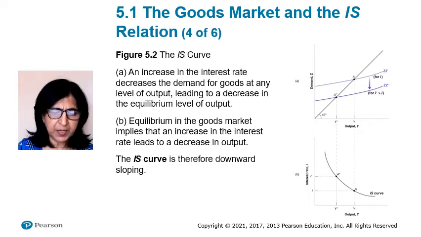Figure 5.2b plots interest rate I on the vertical axis and output Y on the horizontal axis. Point A in figure 5.2b corresponds to point A in figure 5.2a, and point A prime in figure 5.2b corresponds to A prime in figure 5.2a. Equilibrium in the goods market implies that an increase in interest rate leads to a decrease in output. This relation between the interest rate and output is represented by the downward sloping curve in figure 5.2b. This curve is called the IS curve.